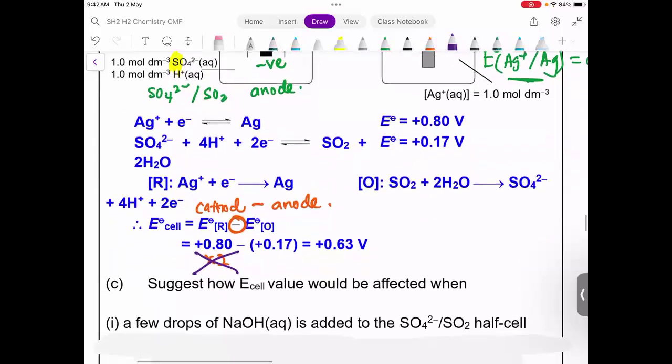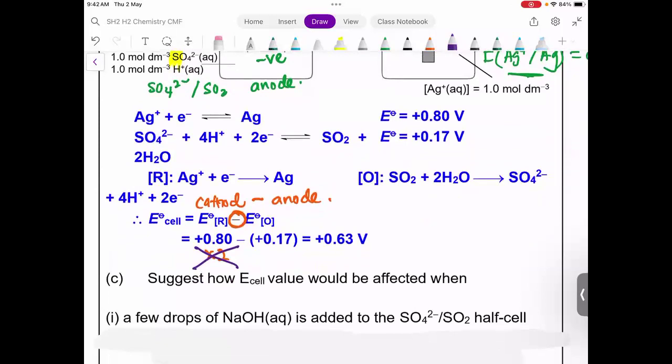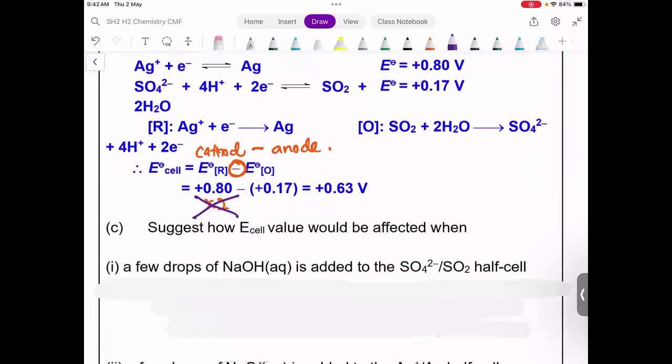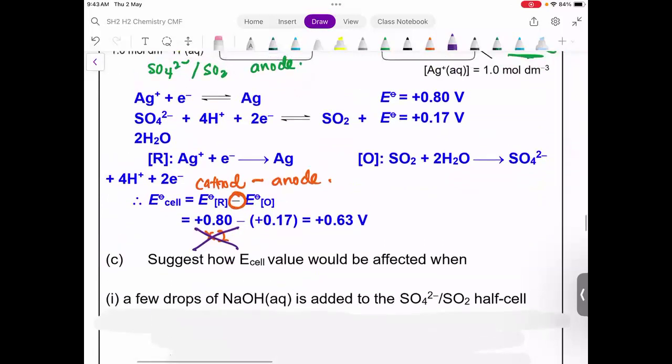So let's look at part C. Suggest how E cell value will be affected when a few drops of sodium hydroxide is added to your sulfate, sulfur dioxide half cell. So how do you think it will be affected? Looking at this half cell, when I throw in OH minus, what do you think will react? Yeah, the H plus. You must see this as a base, then it will react the H plus away. So for this particular half cell, H plus will drop.